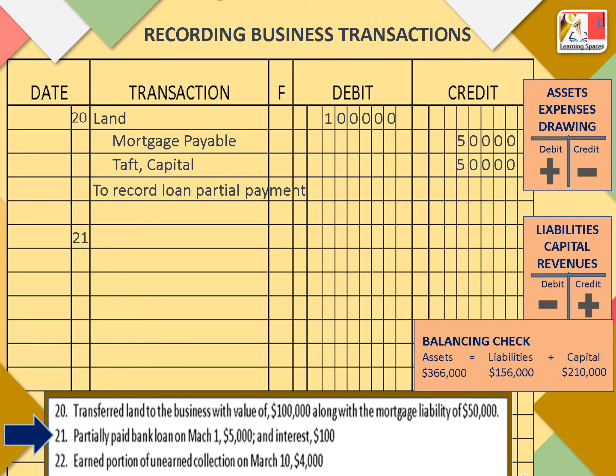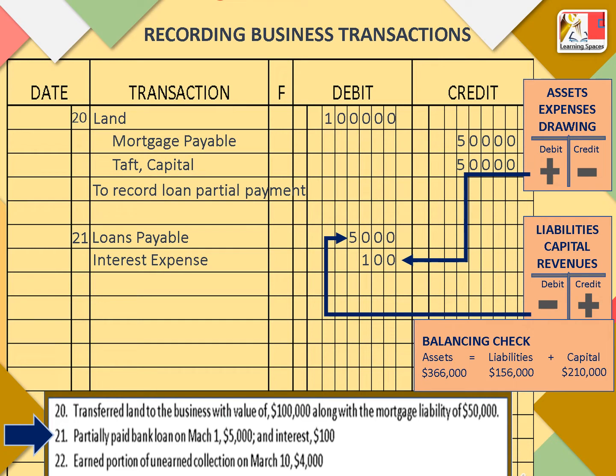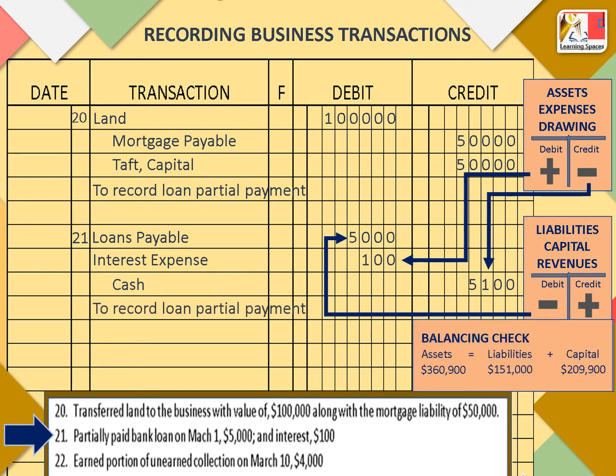Now, going down to March 21, where another payment on the loan on March 1 is again being made. The loans payable account will again decrease by $5,000 on its debit decrease side. Along with the partial loan settlement, interest expense is also recorded on its debit increase side, amounting to $100. To complete the journal entry on that date, this time on the credit side, the payment of cash totaling $5,100 will now be plotted as a result of partially paying the loan on March 1, plus the interest due on it.